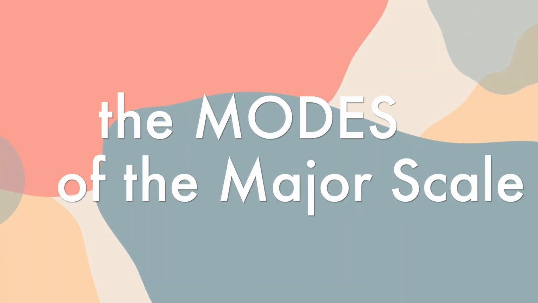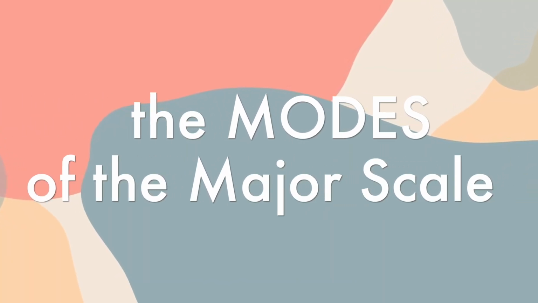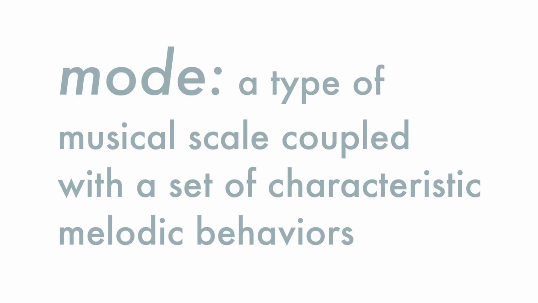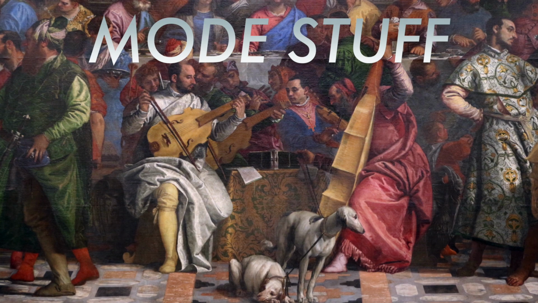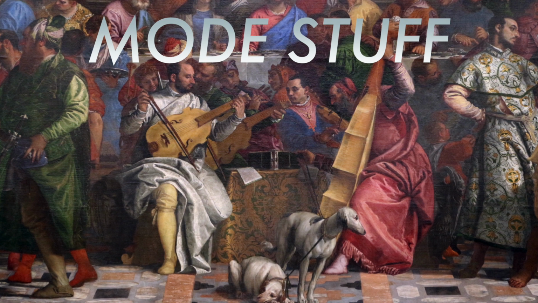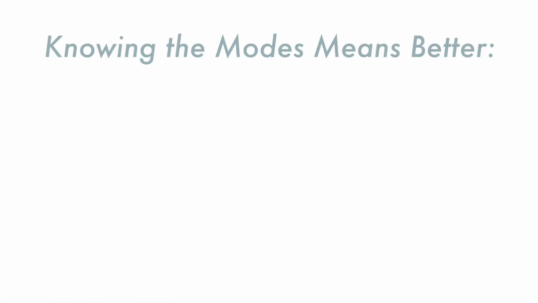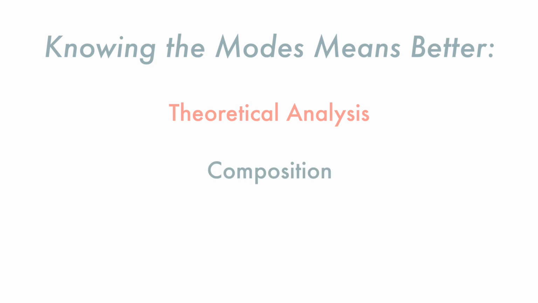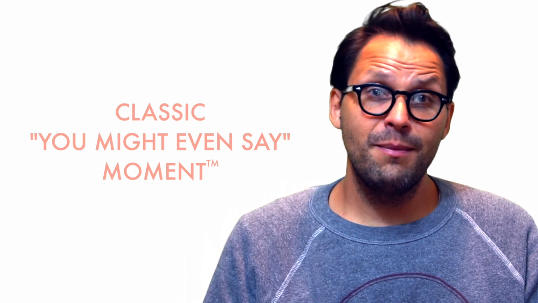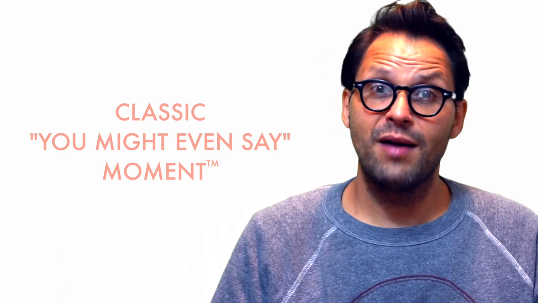Let's jump right into the modes of the major scale. In the theory of Western music, a mode is a type of musical scale coupled with a set of characteristic melodic behaviors. Modes have been a part of Western musical thought since the Middle Ages and were inspired by the theory of the ancient Greeks. They're useful for anyone interested in theoretical analysis and composition and serve as an indispensable tool for improvisation. You might even say the modes are a fundamental building block of the language of improvisation.